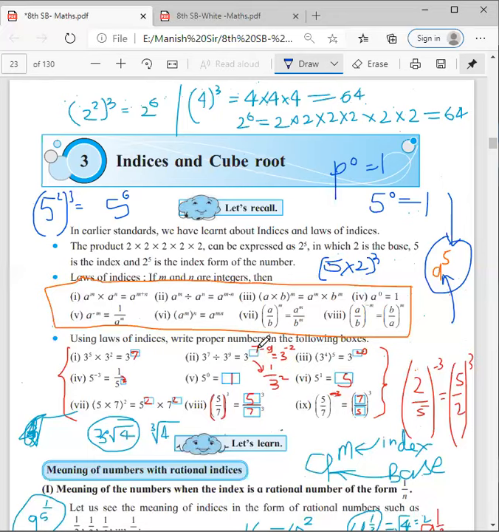Next, we have discussed a upon b, the whole raised to m, that is equal to a raised to m divided by b raised to m. So we can separate. How can we separate? Very simple. See this.